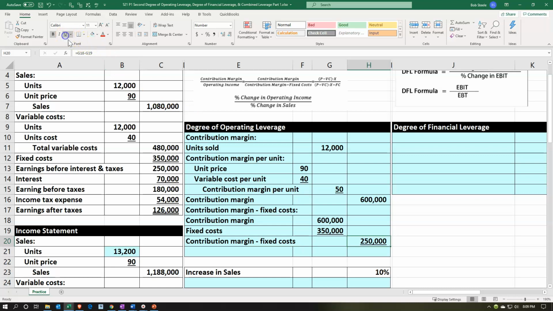I'm going to put an underline here, and this will be calculating the degree of operating leverage. This is going to be equal to the 600,000 divided by the 250,000. Let's add some decimals. Go into the Home tab, Number, and add a few decimals there. We've got the 2.40. It may have more decimals. Let's just check it out. No, it's nice and even.